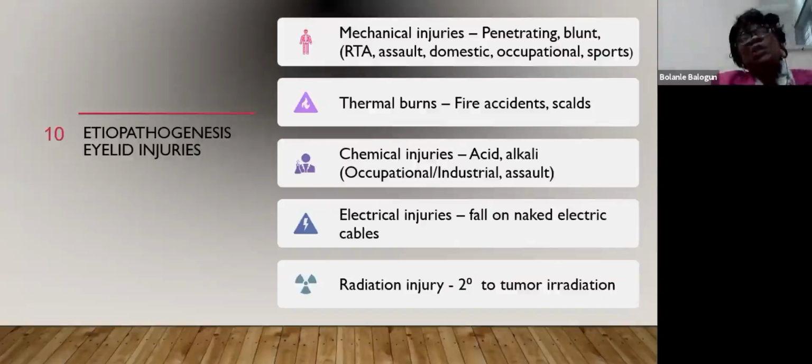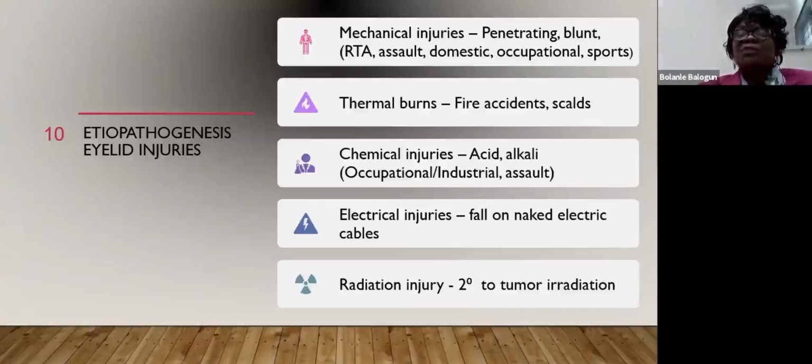So in clinical practice, what are the etiological causes of eyelid injuries? Most often our patients come with mechanical injuries, either blunt injury or penetrating injury: injury during sports, injury from occupation, injuries due to road traffic accidents, and assaults. These are the common causes of mechanical injuries.